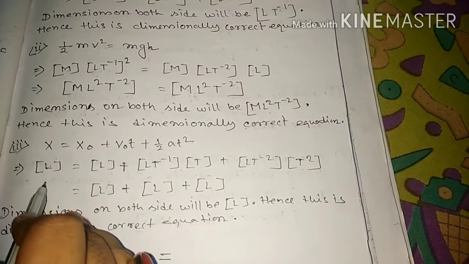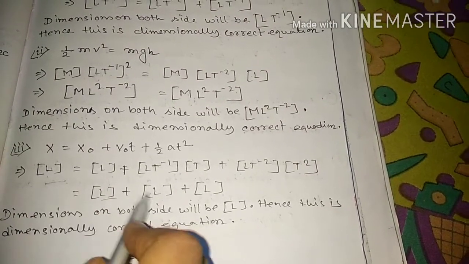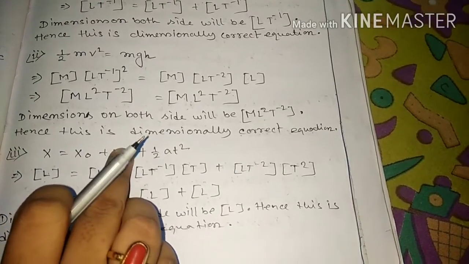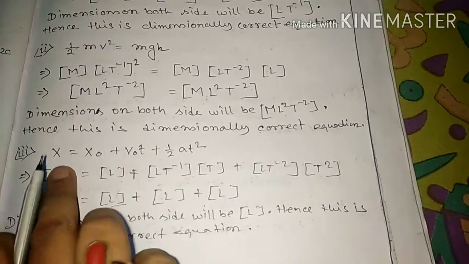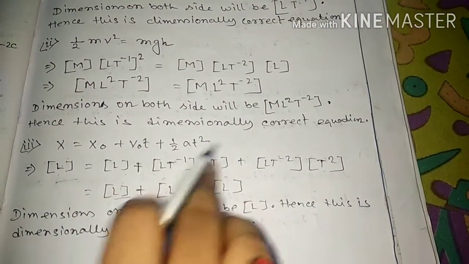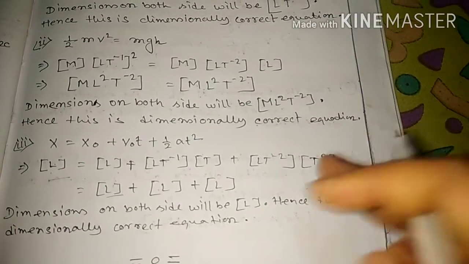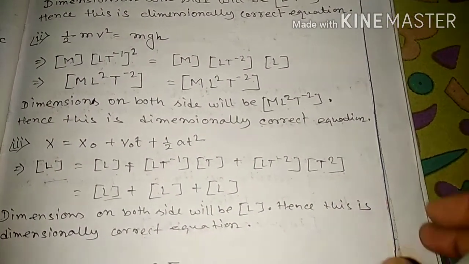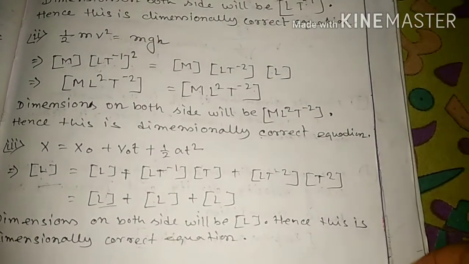So separately this equals this equals this equals that, means x equals x naught, x equals v naught t, and x equals half a t square. So dimensionally this x is separately equal to each term. So dimensionally both side dimensions will be L. So this equation is dimensionally correct. Understand?